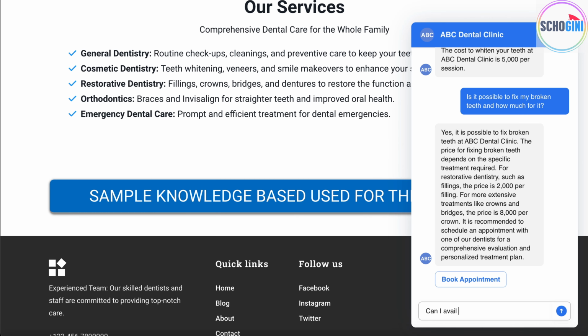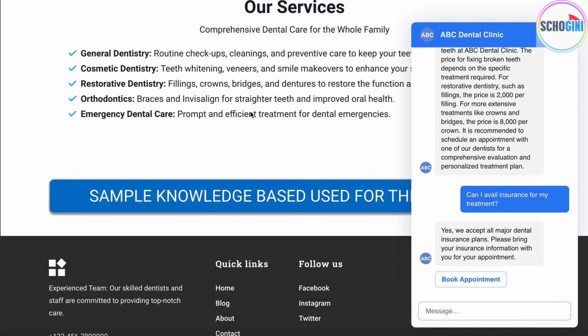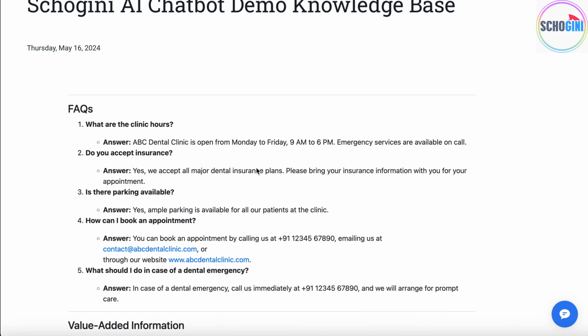Next question, can I avail insurance for my treatment? Yes, we accept all major dental insurance plans. Please bring your insurance information with you for your appointment. And the knowledge base, what we have provided is, do you accept insurance? Yes, we accept all insurance plans, and bring your insurance information with your appointment.